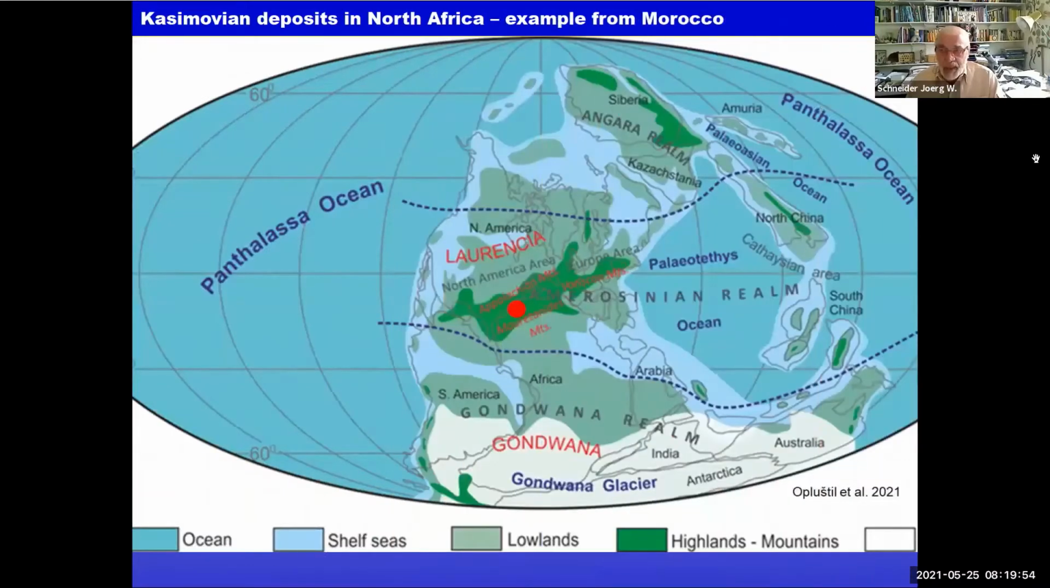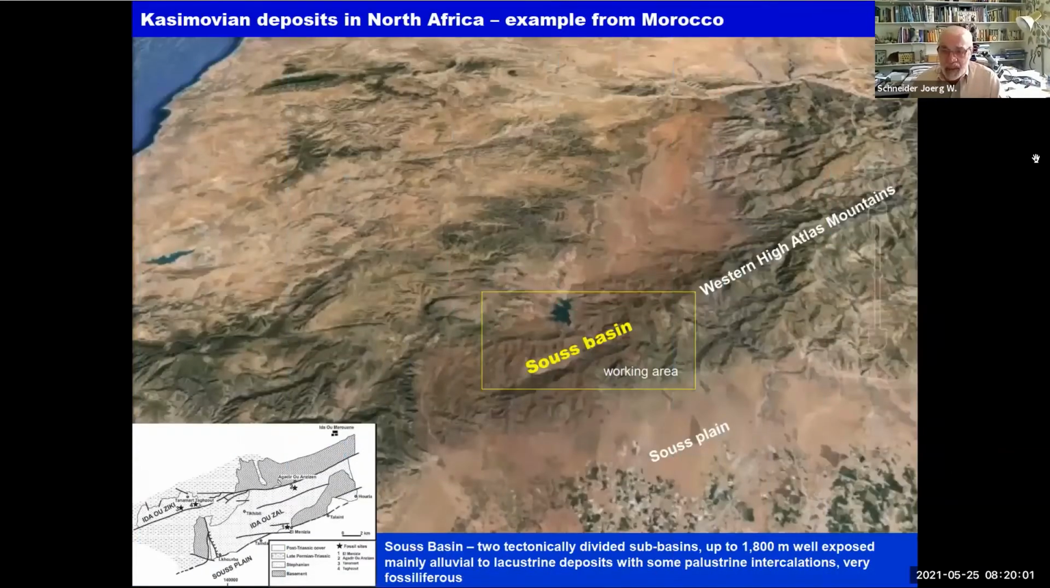Now we go to North Africa, Morocco. There in the western High Atlas Mountains, we have the Zeus Basin containing up to 1,800 meters of Kasimovian sediments.